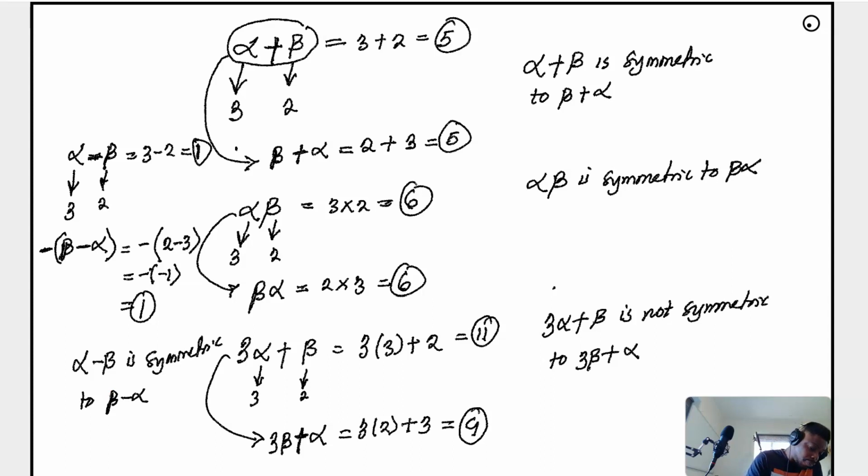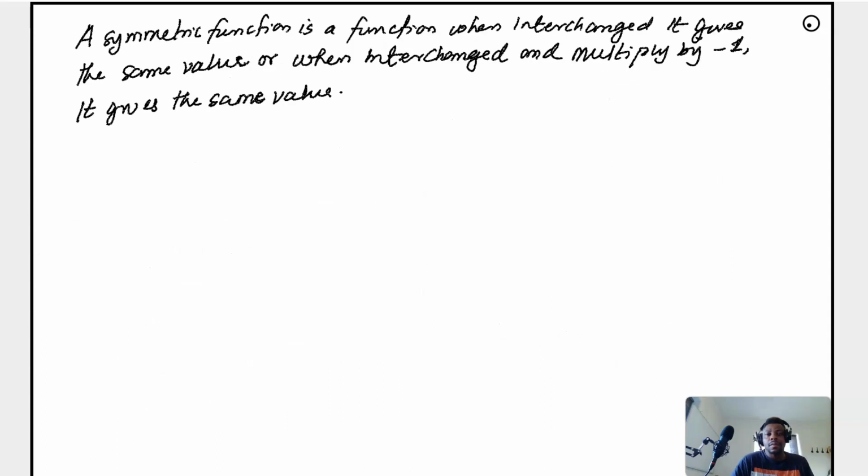Why? Because I put minus 1. So a symmetric function is a function that, when interchanged or when multiplied by minus 1, gives the same value. I'm going to write it somewhere for you. Now, a symmetric function is a function that, when interchanged, gives the same value, or when interchanged and multiplied by minus 1, gives the same value.